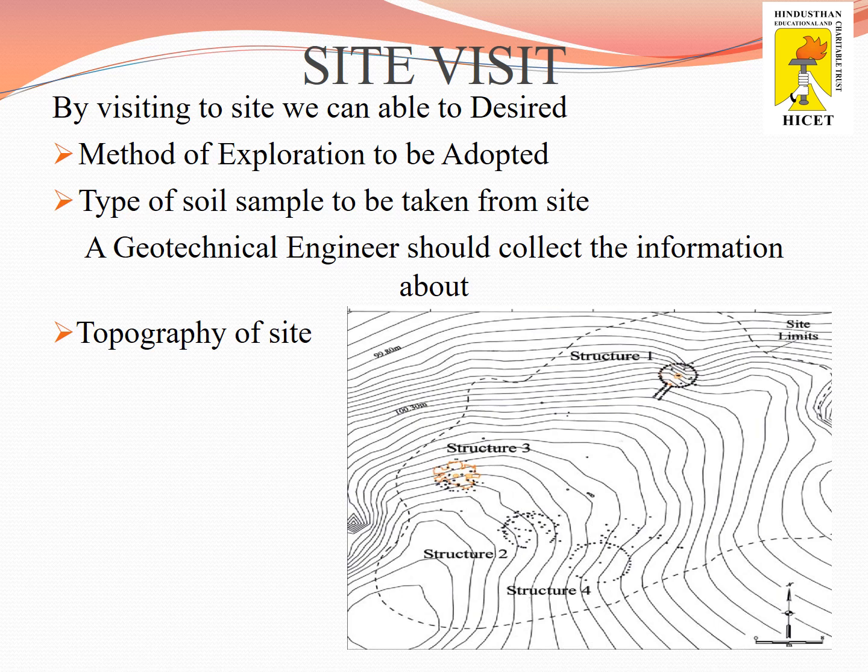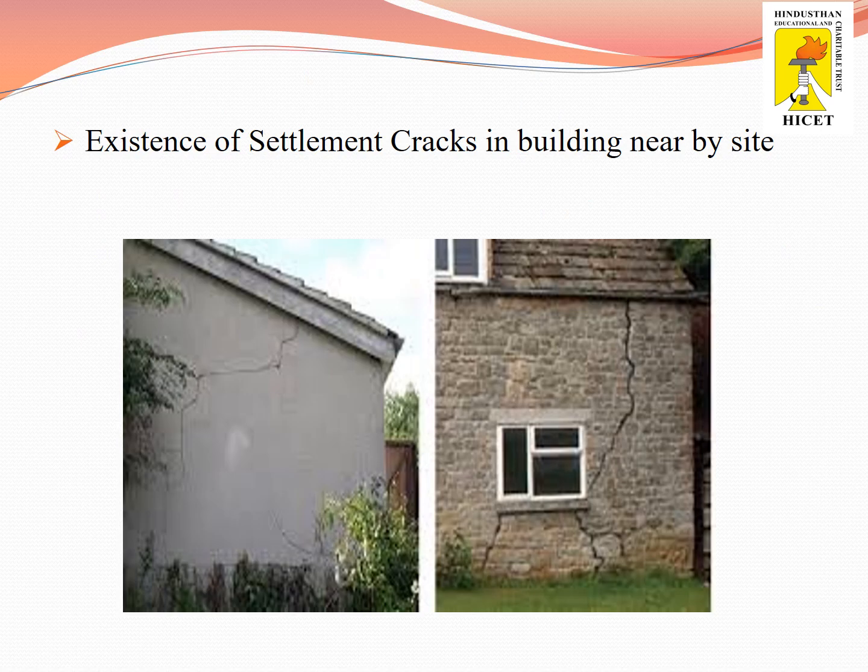After studying the topographic map, we are going to find out the existing drainage, ditches or sanitary fields nearby the site or on the site. By this we can get clear information on whether the soil water is contaminated or not. If the soil is contaminated, then we should go with a special exploration technique for that particular site. Next, the extent of settlement cracks in buildings nearby the site.